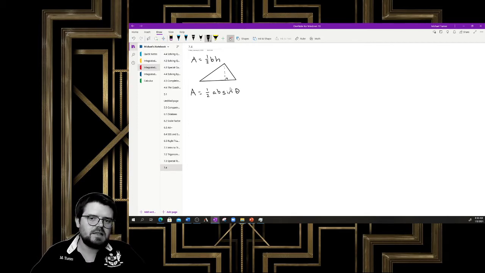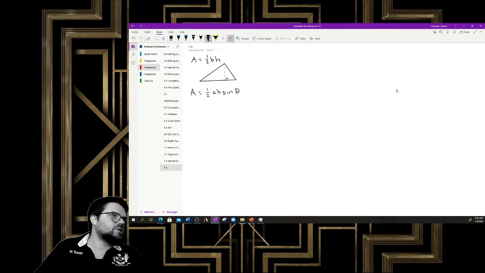So in this instance, if we're using this area formula, A and B are the sides that are adjacent to the angle. So whatever the angle is given, I need the two sides that are next to it to be able to use this formula. So for instance, say I have an angle here of 80 degrees, and let's say this side is 10 and this side is 8.